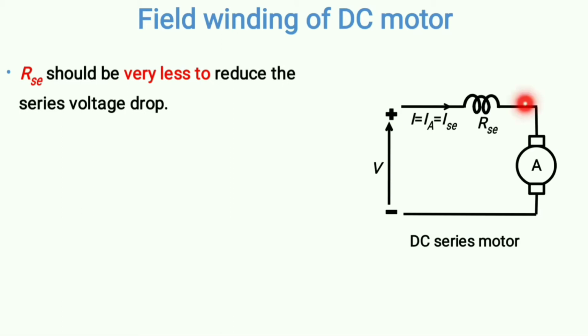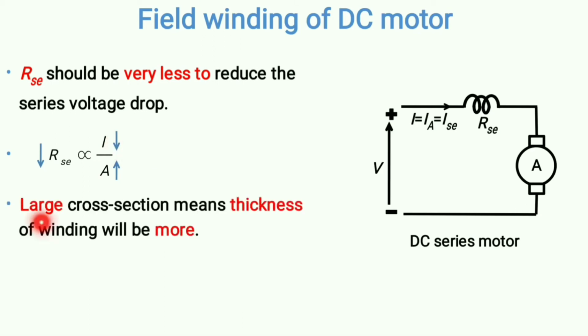That is why the resistance should be very less, so that the drop that takes place here should be very less. So similarly here, see the equation. To make the resistance minimum or to make it less, you need to reduce the length of the winding, and you should also increase the cross sectional area. So large cross section means thickness of the winding will be more. That means the wire the winding is made of should be thick enough so that the winding cross section will be very high.